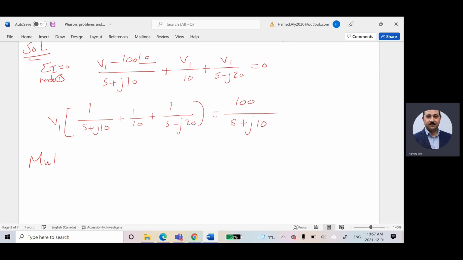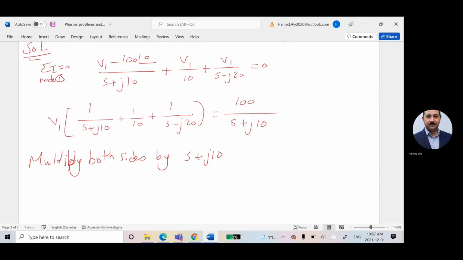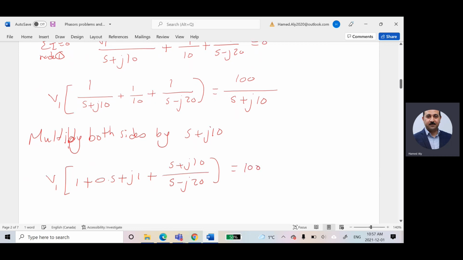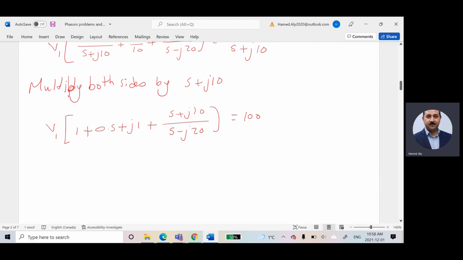So multiply both sides by 5 plus J10. So I will have 1 times 1 plus this guy, which will be (5 plus J10) over 10. It could be written like 0.5 plus J, yes, then plus (5 plus J10) over (5 minus J20). This guy is equal to 100. Is it easier right now? Yes.